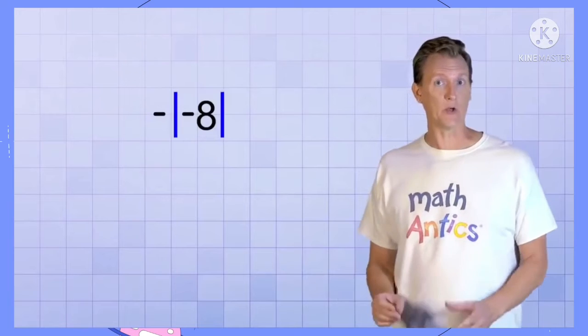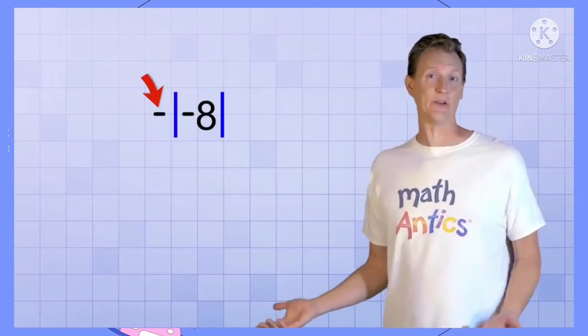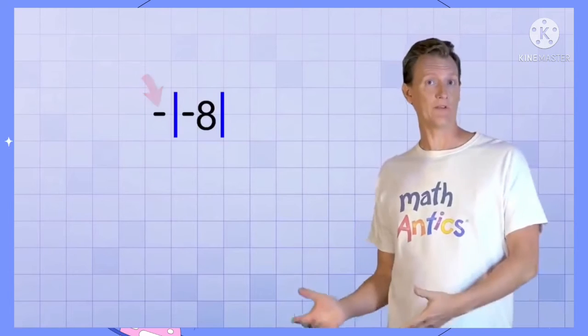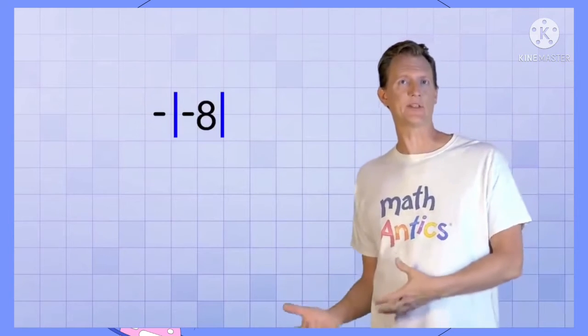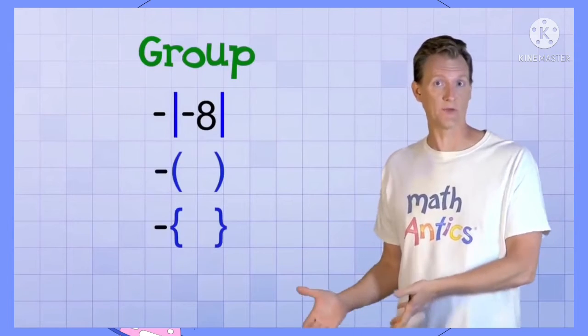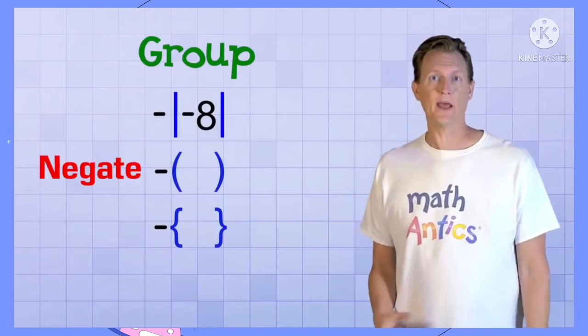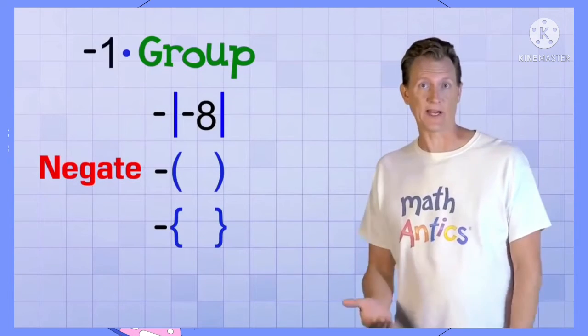Negative absolute value of negative 8. Why is there an extra negative sign outside of the absolute value signs? Well, whenever you see a negative sign immediately outside and to the left of a group like parentheses, braces, or the absolute value signs, it means that you need to negate that group. That means you need to multiply that group by negative 1.